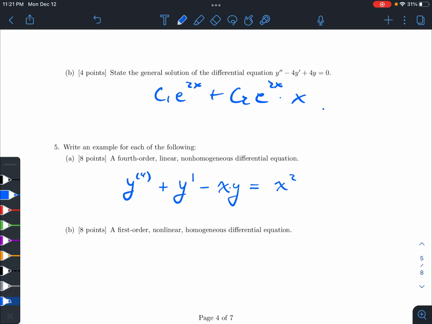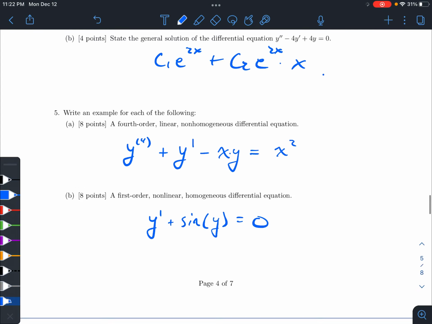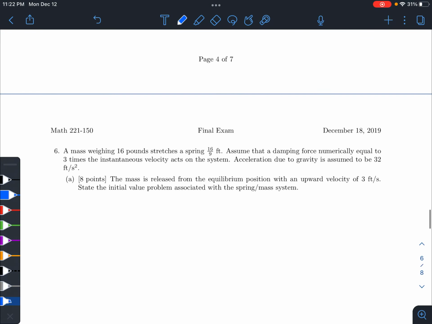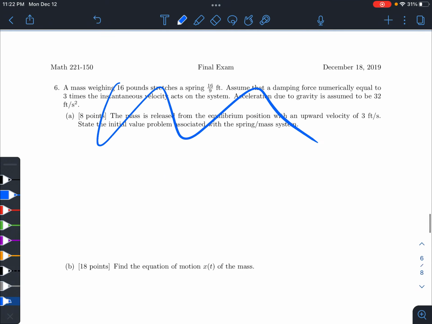But yeah, this is linear. If I wanted something that's non-linear, this is first order, so I'll do y prime plus, if I want it to be non-linear, I would do sine of y. And if it's homogeneous, then this equals 0. We didn't cover this.